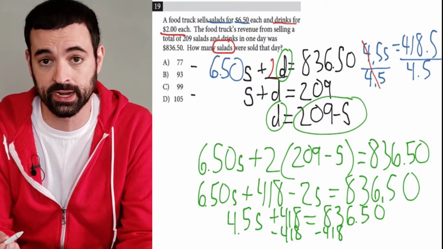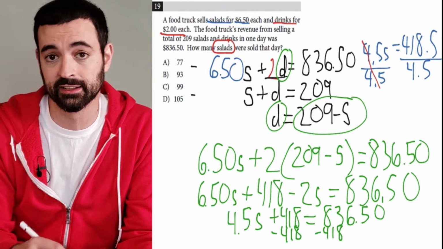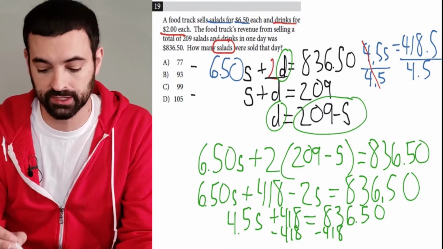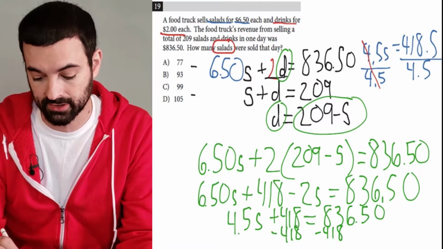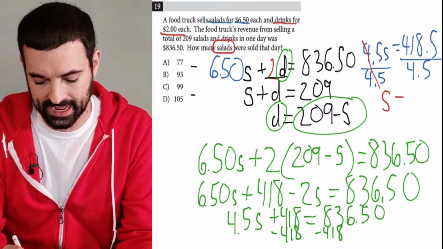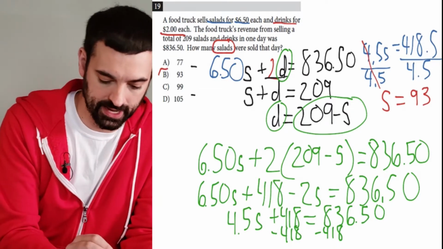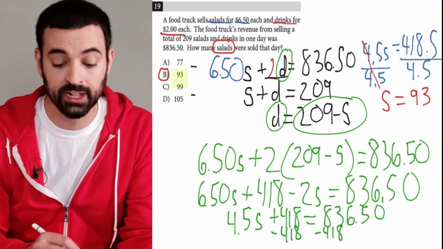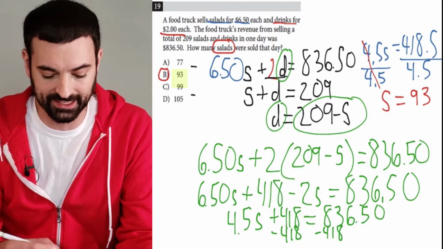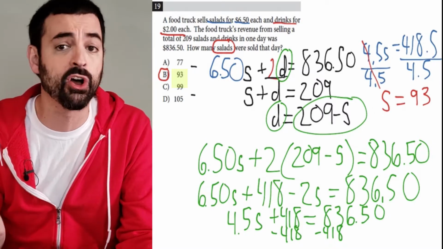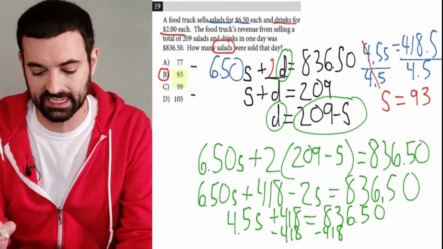If we needed the number of drinks, then we could find that by plugging in the value that we found for salads and subtracting from 209. Here we don't need to do that. 418.5 divided by 4.5. If you use a calculator, you will see that S equals 93. And so B is the answer. Again, we could have solved for drinks the exact same way, and we would have seen that D equals, I think it's 116, and we would have just subtracted from 209. As it is here, S equals 93.